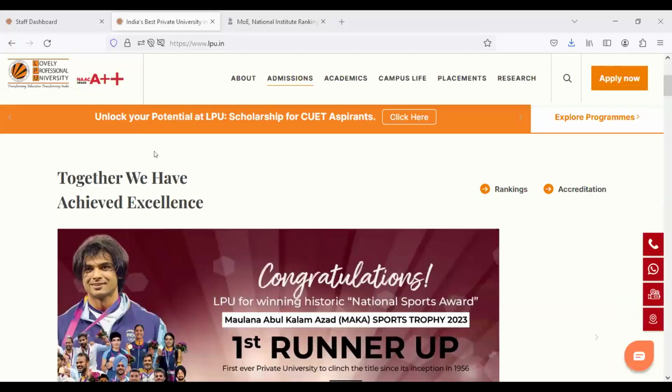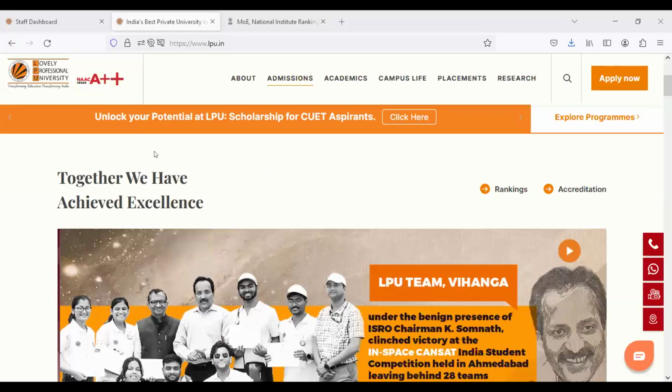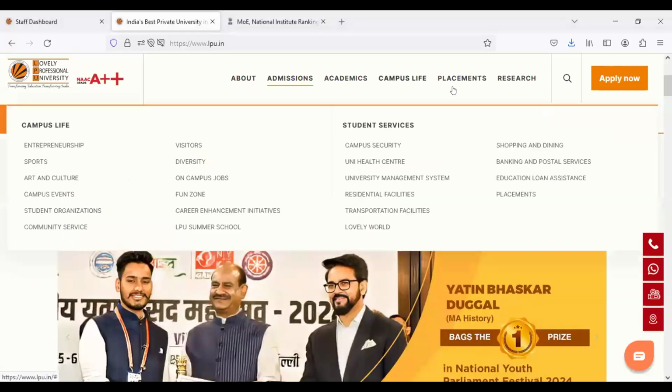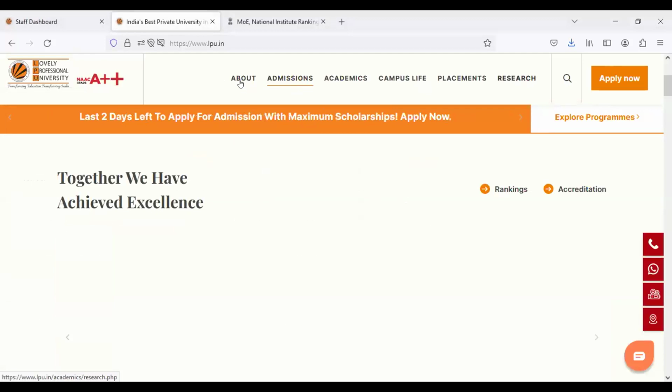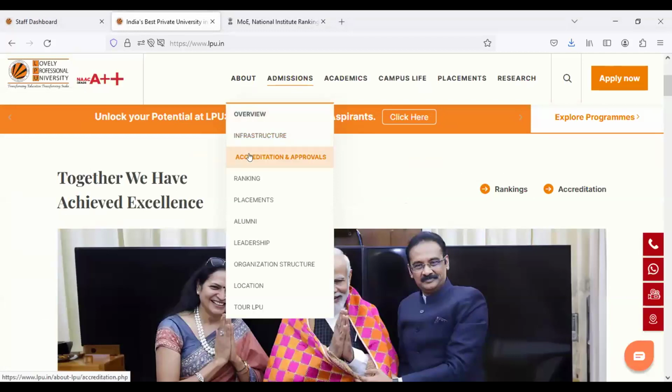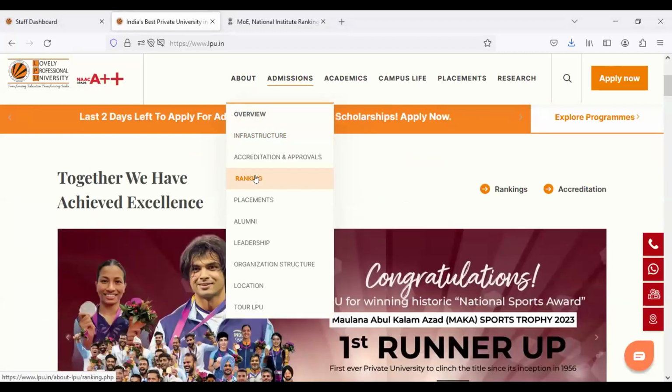Just give me a second. I'm going to share how you can. I hope the screen is visible. Over here, we are going to go to lpu.in. When you go to lpu.in, there are different tabs about admissions, academics, campus life, placement, and research. If you want to explore more about LPU, go to About, and over here you can check the accreditations, approvals, rankings, all the details.